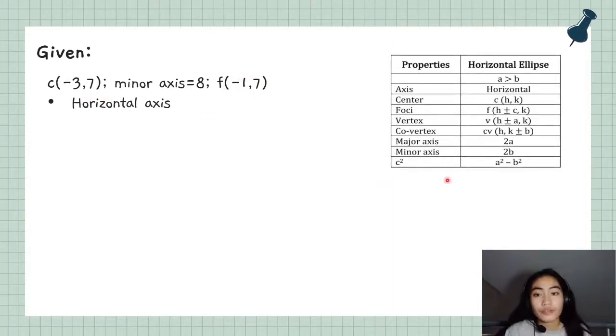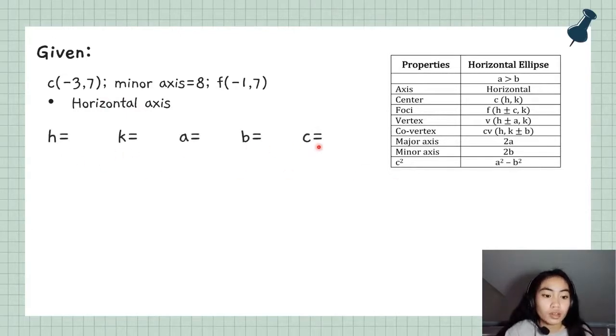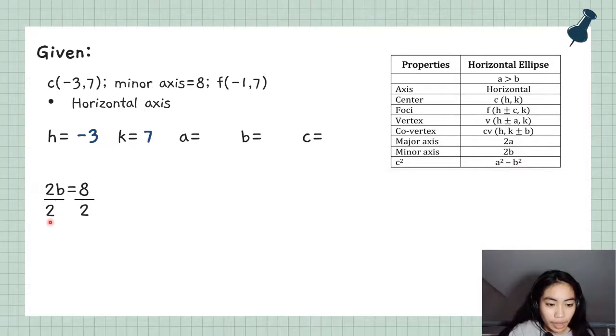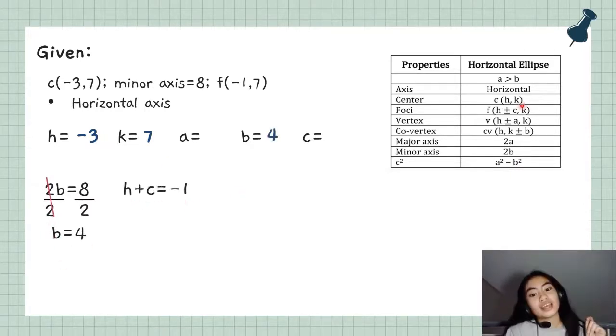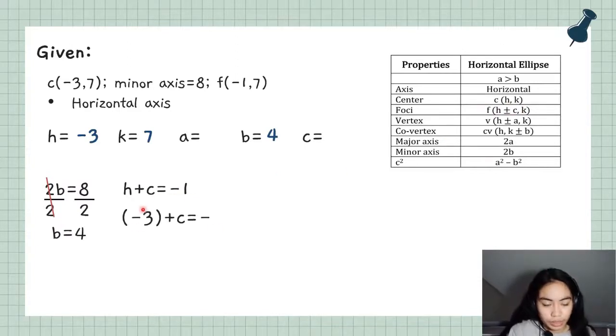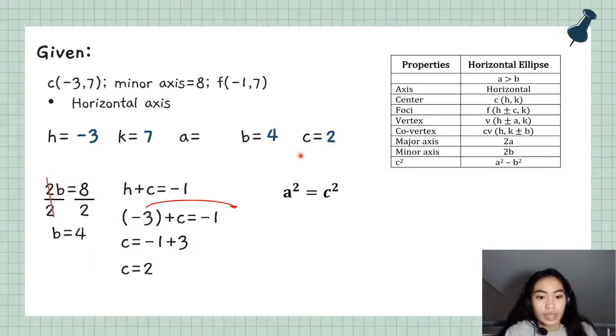So we need to know the values of h, k, a, and b, as well as c. We already know h and k from the center, so we need to find the other values. We will use the minor axis, which is equal to 8. The minor axis is 2b, so we equate that to 8 and divide both sides by 2, and we get b. Then we use the value for the focus, h plus or minus c, and we will use the plus only. We substitute the -3, and then we transpose it so that we can get the value of c.